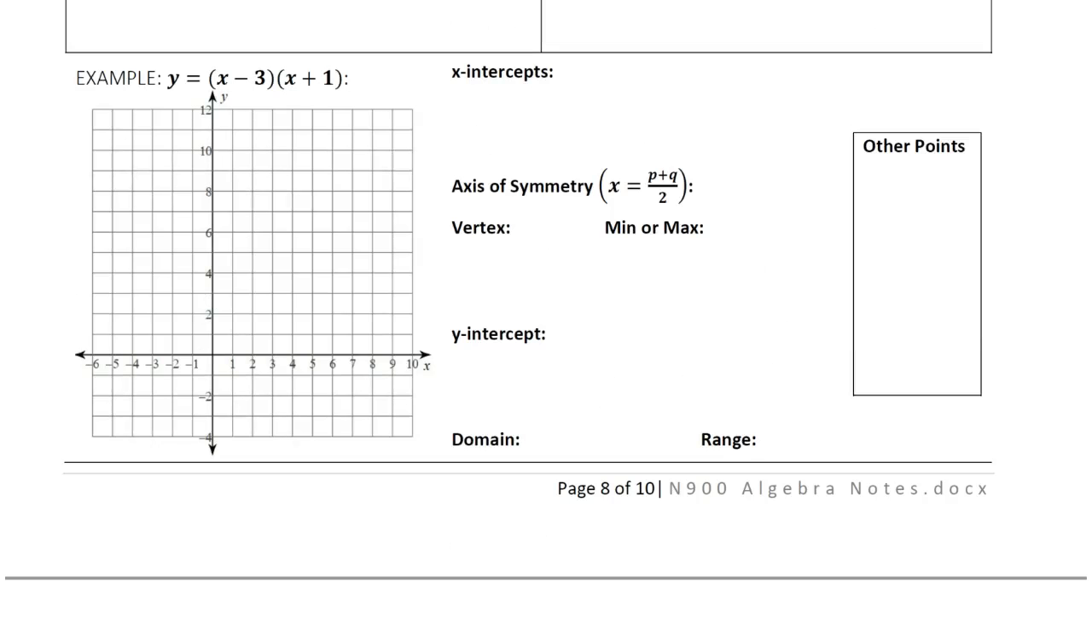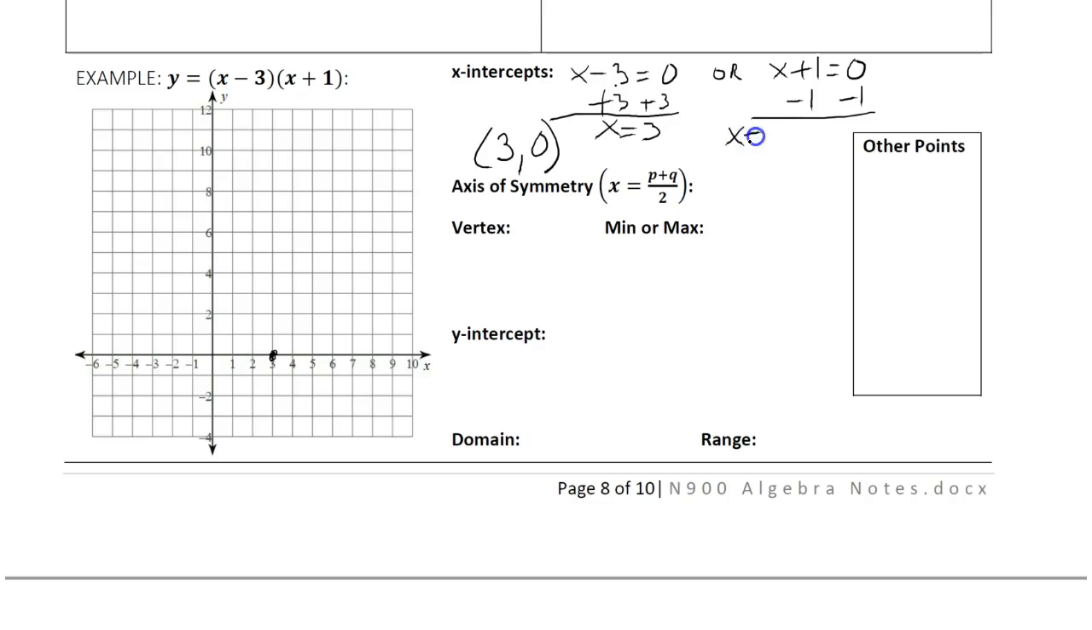When graphing parabolas in factored form, we start by finding the x-intercepts using the zero product property. For any x-intercept, the y-coordinate is 0. Thus we can solve 0 equals x minus 3 times x plus 1. Set each factor equal to 0 and solve for the x-intercepts. The first x-intercept is (3, 0). The second x-intercept is (-1, 0).